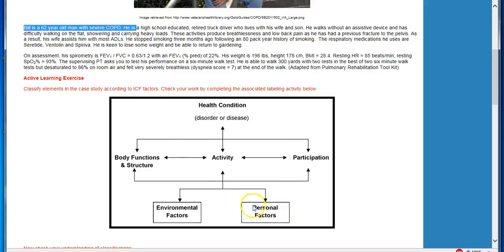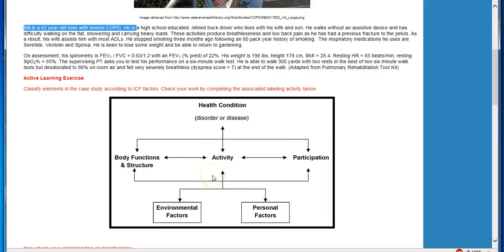So according to the ICF model, personal factors in this case are that we're dealing with someone who is 62 and who is a man. So that's a way that you would map elements of the narrative to the domains within the ICF model.